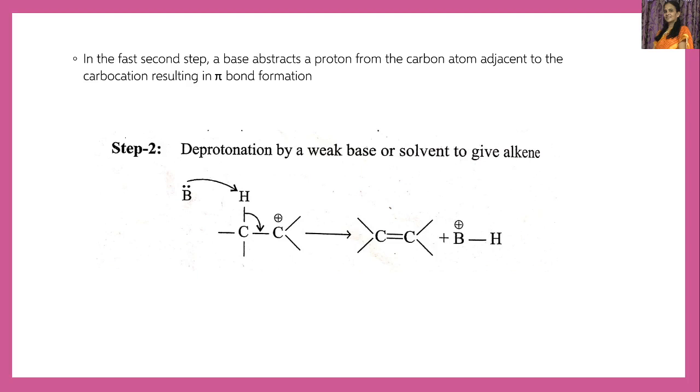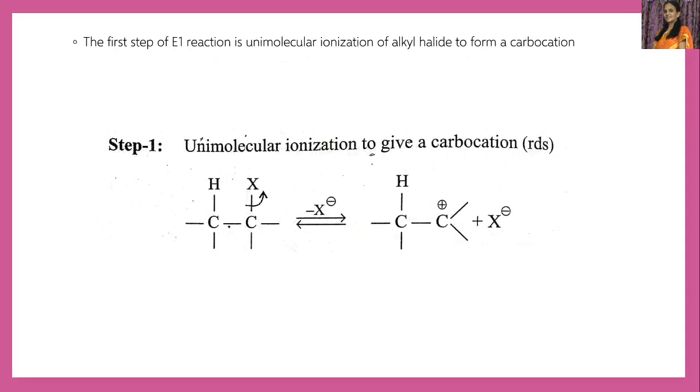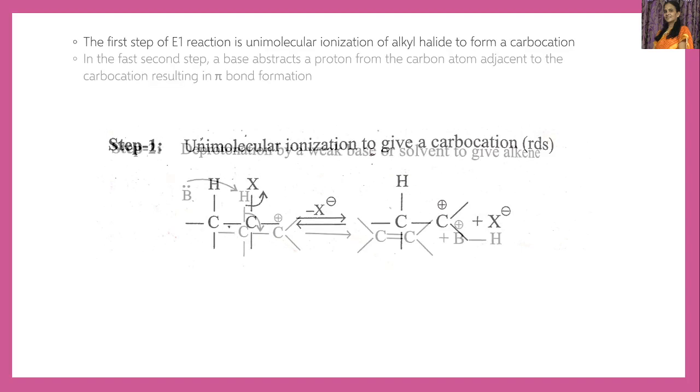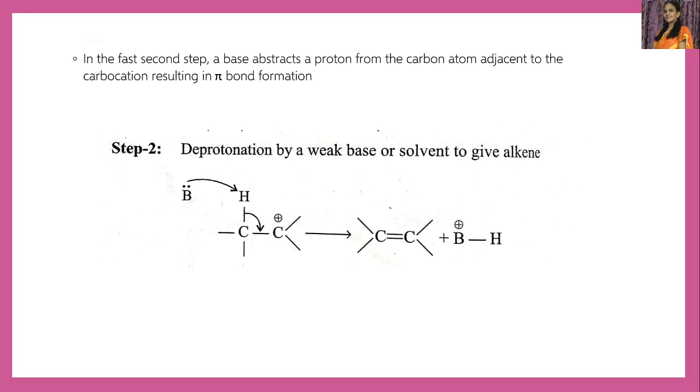So the first step is the loss of the halide ion to form a carbocation, which is the rate determining step. And the second step is where, from the carbocation, a weak base or solvent abstracts a proton to give the alkene.